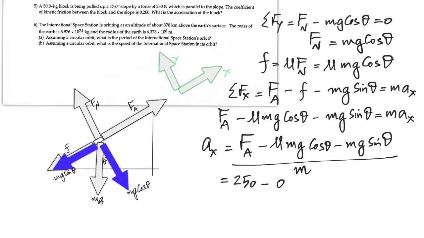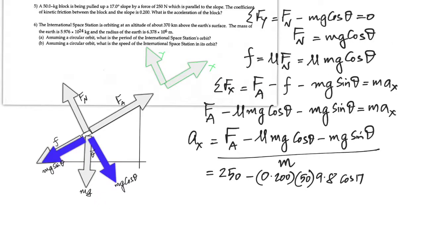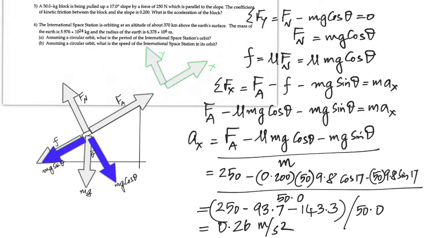The applied force is 250. The coefficient of friction is 0.2. Mass of the block is 50 times 9.8 times cosine 17 minus mg sine theta again, divided by 50 kilograms, which is the mass. And when we do those calculations carefully, we will get the acceleration to be 0.26 meter per second squared.